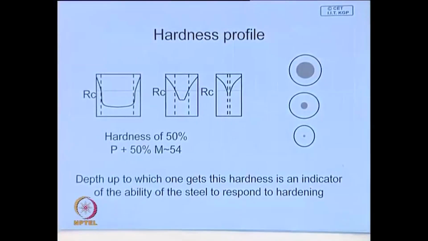Now, you can do a very simple experiment: take cylindrical test pieces of different diameter, heat them all in the austenitic range, and then you quench. And let us say we use cold water as the quenching medium, cold water with agitation. After you have quenched, you cut these samples at the center and you try and polish and look at the microstructure or the macrostructure.